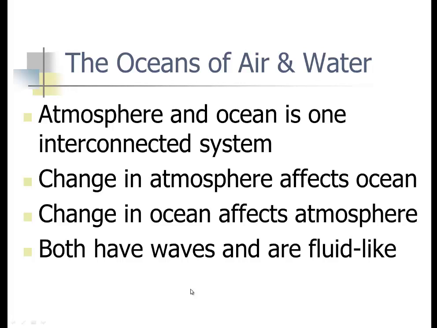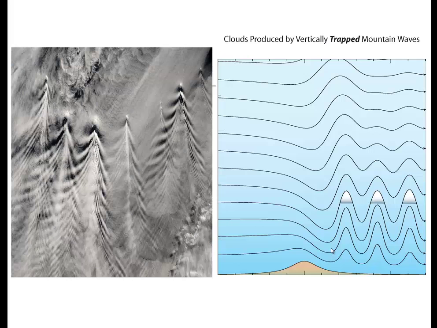Okay, so oceans of air and water. Atmosphere and ocean is one interconnected system. Changes in atmosphere affects the ocean. Changes in the ocean affect the atmosphere, and both have waves and are very fluid-like. The ocean without any doubt, but the atmospheric layer actually also acts like a fluid. There are waves, there are internal waves, external waves, there's wavelengths and whatever.